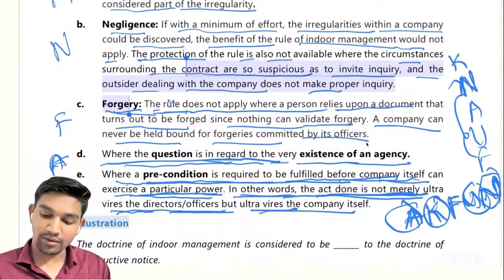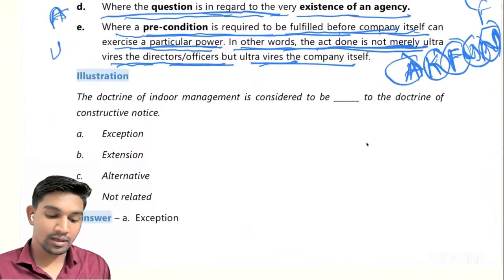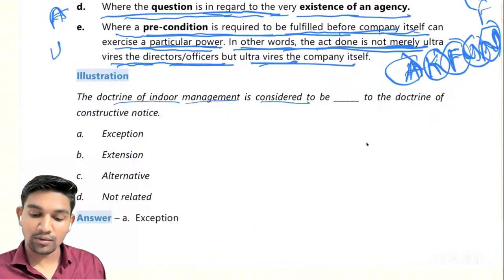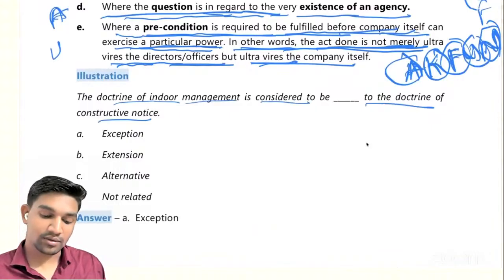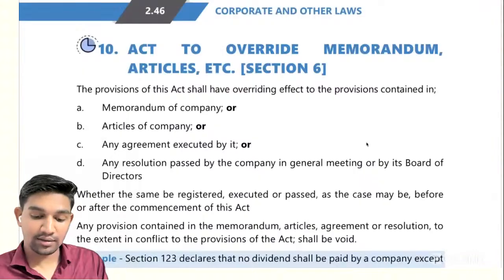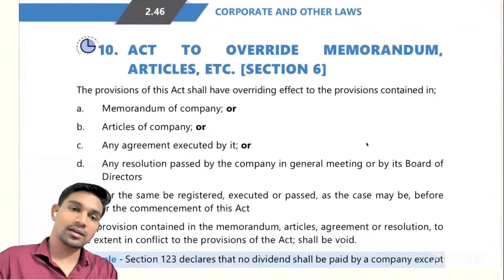This is for ultra vires and for forgery. Now, the doctrine of indoor management is considered to be an exception to the doctrine of constructive notice. Now, I will see Section 6 in our next video.